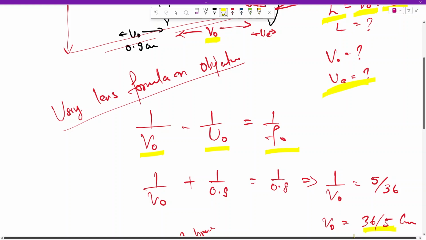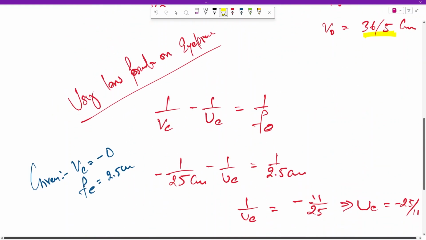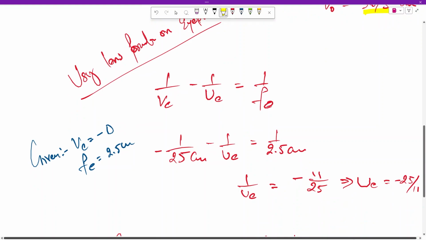Now what is left is calculation of ue, that is the object distance between the eyepiece and the image formed by the objective. So using the lens formula again on the eyepiece, we know the value of ve, that is the image must form at the least distance of distinct vision, 25 centimeter in front of the eyepiece, and we have been given the focal length of the eyepiece, that is 2.5 centimeter. So we only need to find ue. Upon calculation, we will get ue equal to minus 25 by 11.